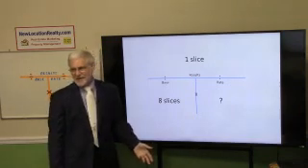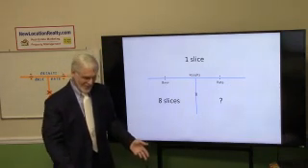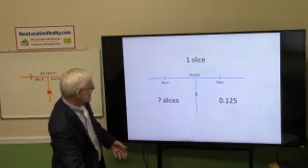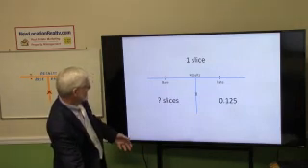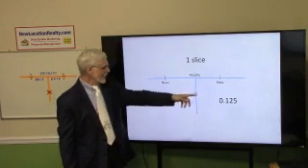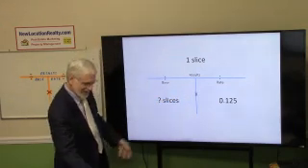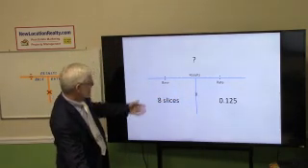But you think it's going to be that easy? No. It's a trick. That's a trick question. All right, so we got 1 slice, 0.125. How many slices? That's 8. There it is again.